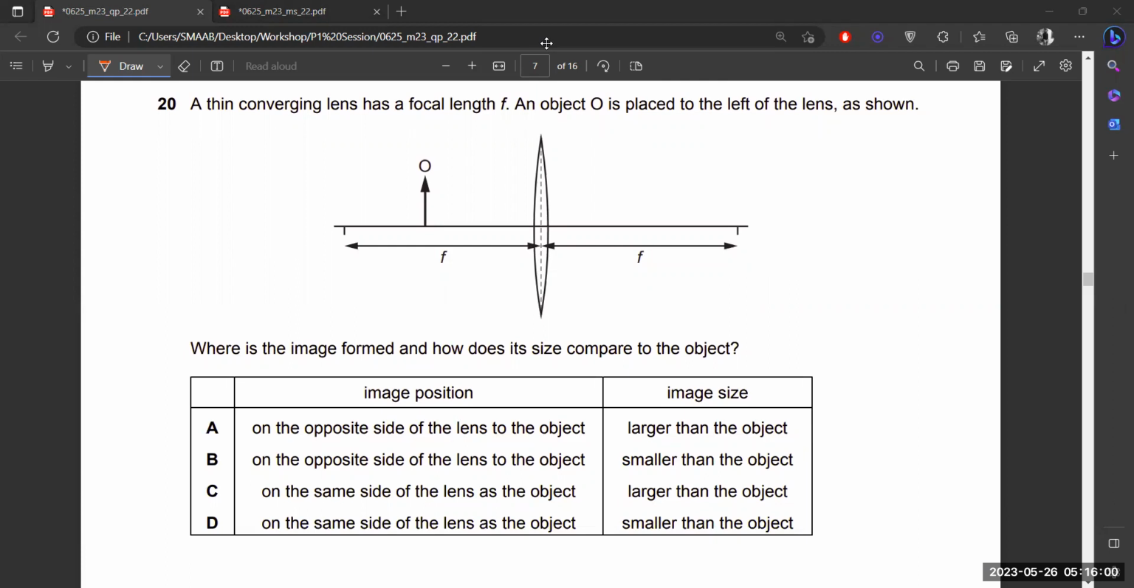Very simple. The focal length is mentioned. This is the focal length. This is the focal length. And you know that when the object is placed between the focal point and the lens, the image will be virtual. The image will always be virtual because this lens will act like a magnifying glass.